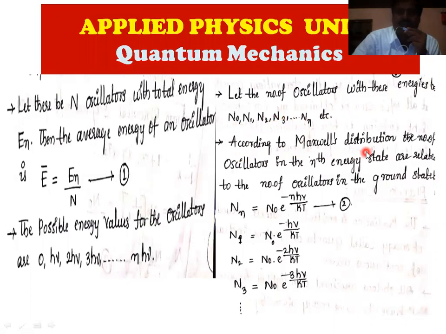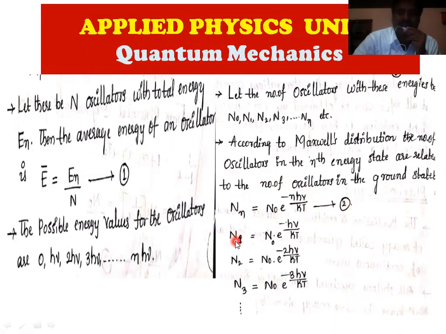According to Maxwell's distribution, the number of oscillators in the nth energy state is related to the number of oscillators in the ground state energy as nn is equal to n0 e to the power minus n h nu by kT. Call this equation number 2. So this is the nth term, for n energy levels.